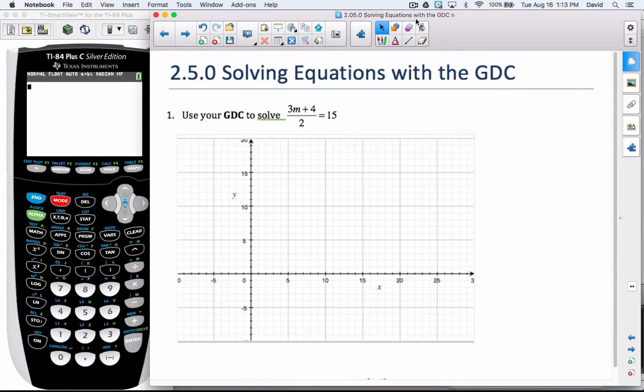And Mr. Heilman. And today you get introduced to your lovely, miraculous GDC, Graphic Display Calculator, the TI-84 Plus. And I've got a fancy one because it's color actually, but it does not need to be that. As long as you got the TI-84, you are ready to go.